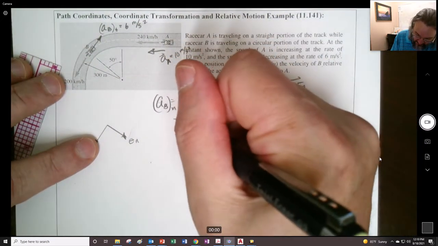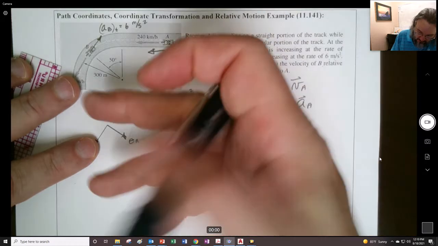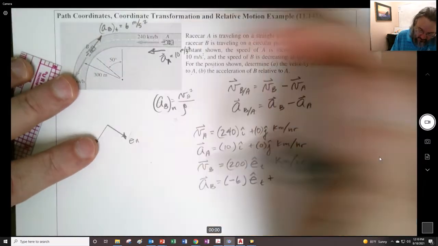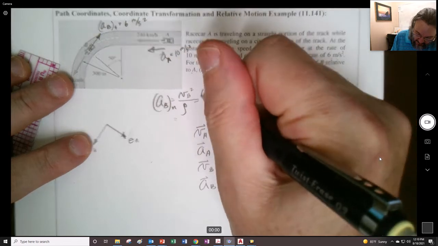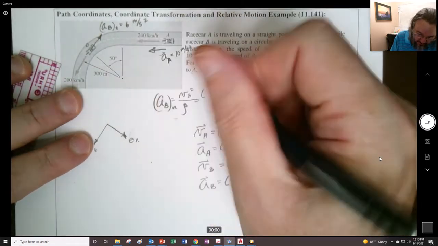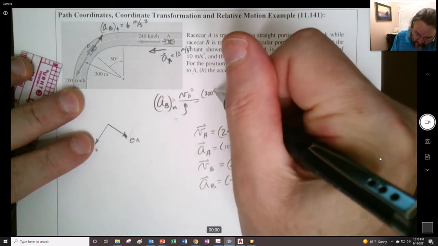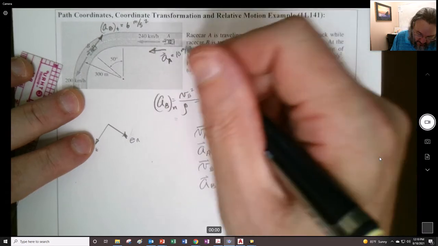And I didn't leave myself enough room. Darn. I should have written it over to the left, but it's okay. Let's squeeze it in there. That's going to be 200. We've got to be careful here.